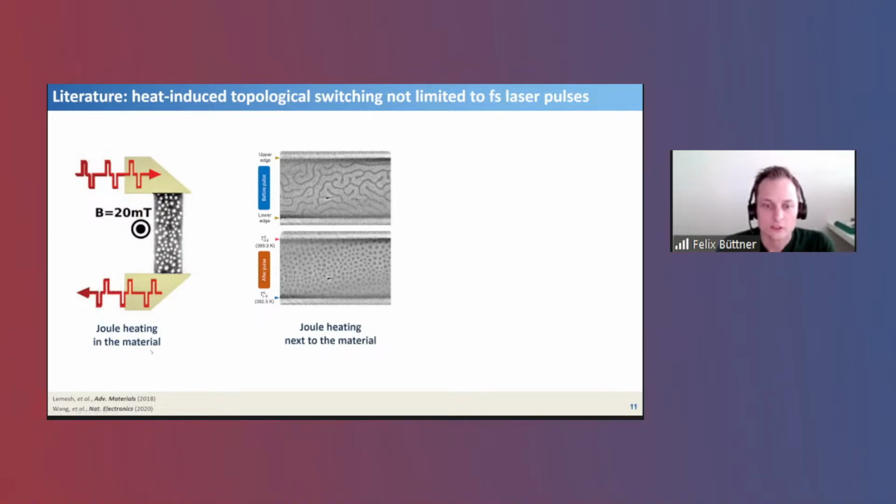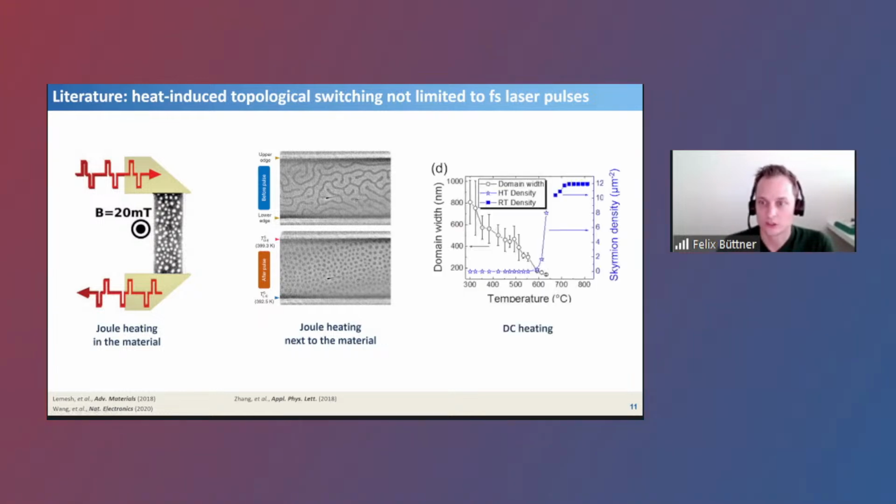This experiment here has shown that if you put a heat element next to the magnetic track here, you can induce a transition from its domain state to a skyrmion lattice. So this is on an even slower time scale.